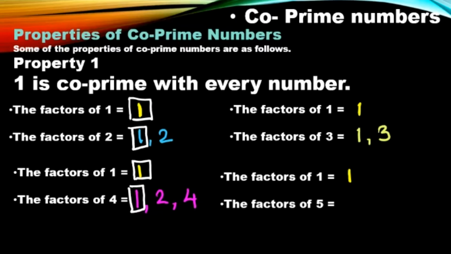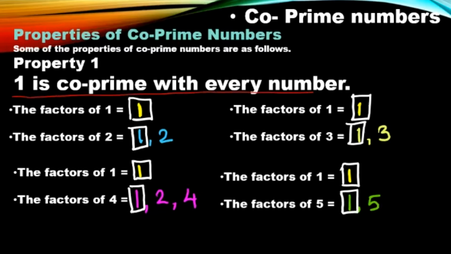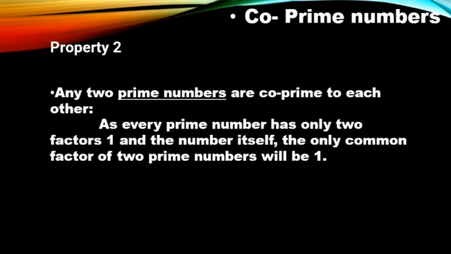Now in the third pair, again we got only 1 as the common factor. That's why the third pair, that is 1 and 3, these two numbers are also co-prime numbers. Let us check now the fourth pair, that is 1 and 5. Here also we got only 1 as the common factor. That's why the fourth pair is also co-prime numbers. Now from these we can say 1 is co-prime with every number.